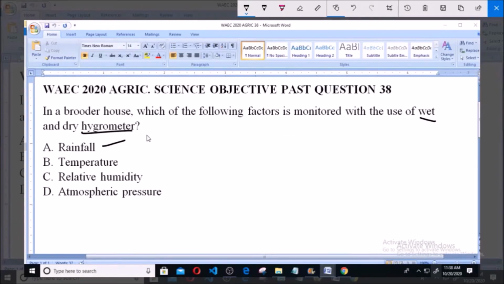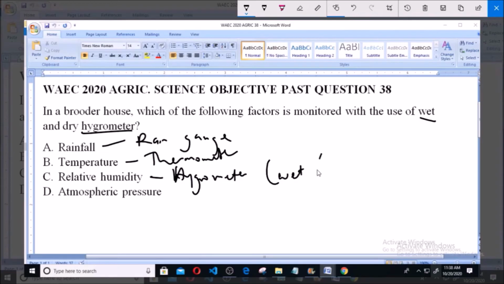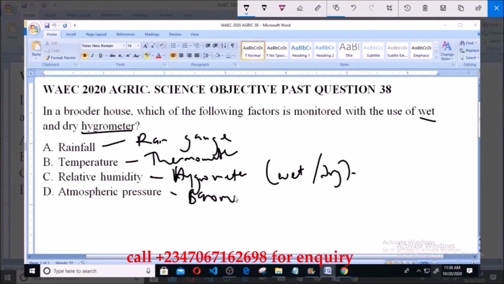Now, option A says rainfall. Rainfall is usually measured using a rain gauge. Temperature is measured using a thermometer. Relative humidity is measured using a hygrometer, either wet or dry. And atmospheric pressure is usually measured using barometers. So from what we've established here, what you measure with a wet and dry hygrometer is C, relative humidity. So option C is the correct answer to this question.